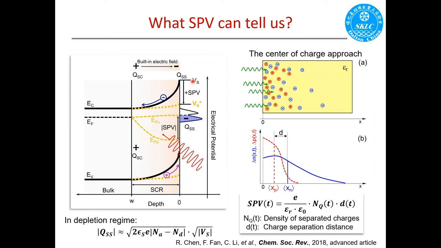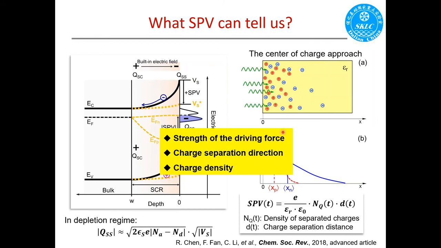According to the definition of the SPV, SPV equals the amount of charges times the distance they separate. And you can see from this cartoon that some amount of electrons and holes separate in space. So SPV can give you valuable information. It can tell you the strength of the driving force, the charge separation directions, and the charge density, which you can calculate. The problem with this technique is that it does not have any spatial resolution.